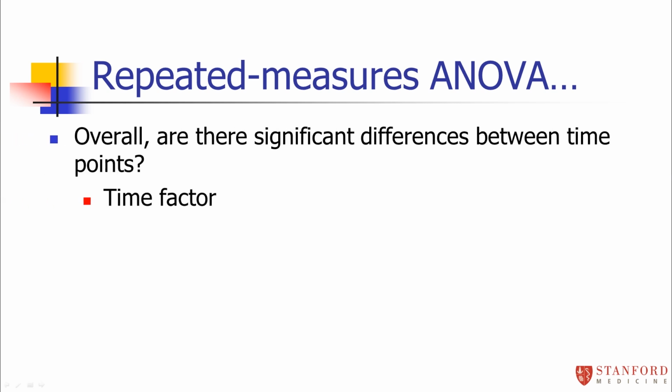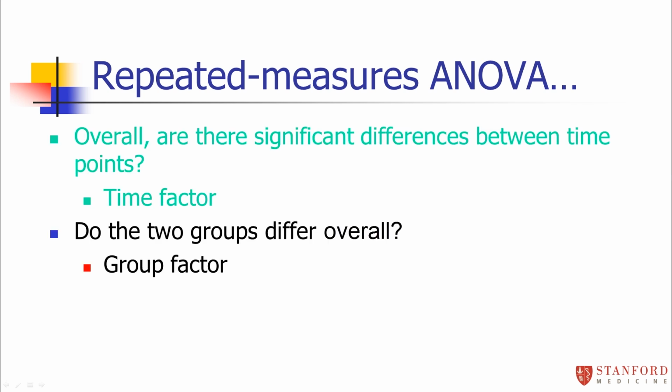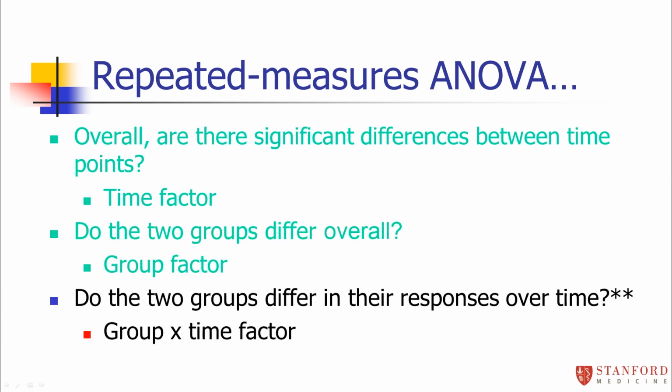So to ask, is there any change at all over time in any of the groups? That's the time factor. If you want to ask if there are any differences in the groups at any time points, that's what we call the group factor. But the one we really care about is whether or not the two groups differ in their responses over time. That's what we call, in repeated measures ANOVA, the group by time factor.